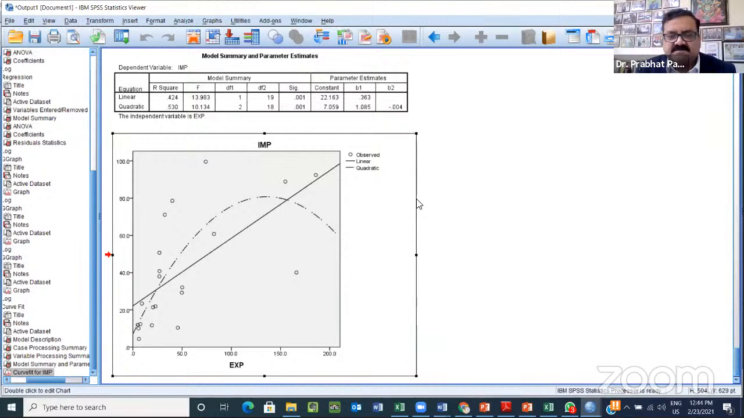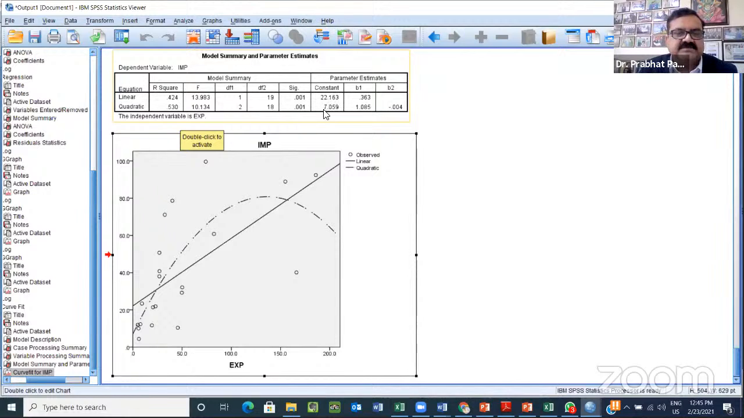But the second answer cannot be obtained by using this linear equation, and therefore we have gone for quadratic. If you look at the parameters of quadratic, quadratic is a better fit here. Look at R square. R square for linear is 0.42, and for quadratic it is 0.53. So in fact, in this data, the quadratic is a better fit. And the p-value is 0.01, so it's a significant equation.